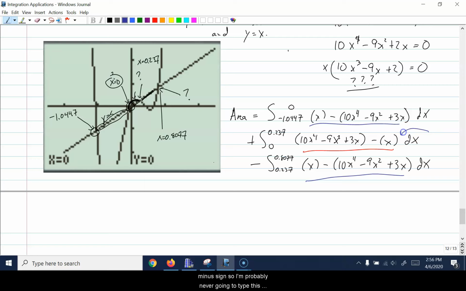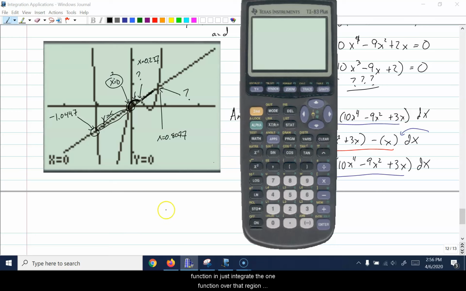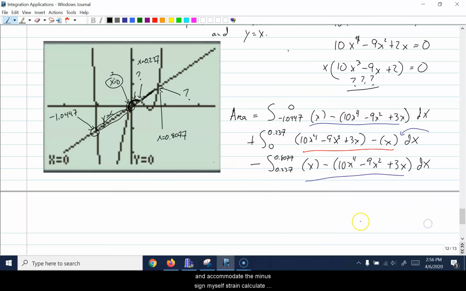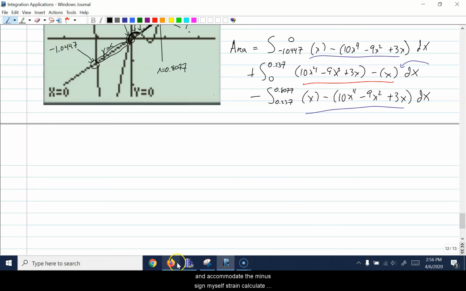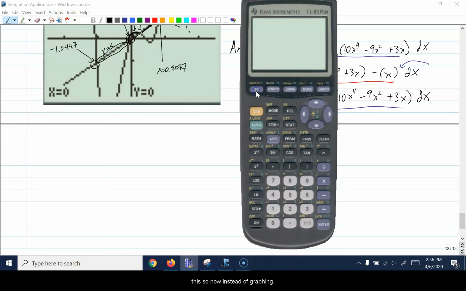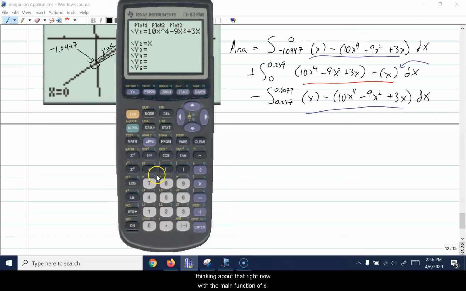So I'm probably never going to type this function in. I'm just going to integrate the one function over that region and accommodate the minus sign myself. Let's try and calculate this. So now, instead of graphing those two functions, I'm just going to turn off the graphs. If you hit enter on the equal signs, you can say, hey, don't bother graphing this one. I'm not thinking about that right now.